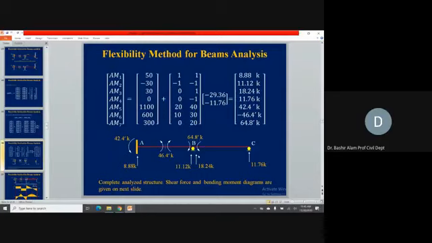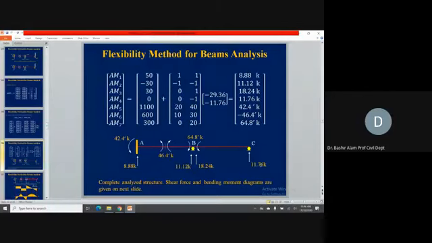Now, this is a completely analyzed structure. If you add them up now, look, this one, 11.12, shear to the left, and shear to the right, this will become the reaction at the support, which was, I think, 30 point something. So this 29.36, how much is it coming? This 11 and this 29, exactly the same number, 29.36. And to the right, you see 11.76, so this is 11.76.